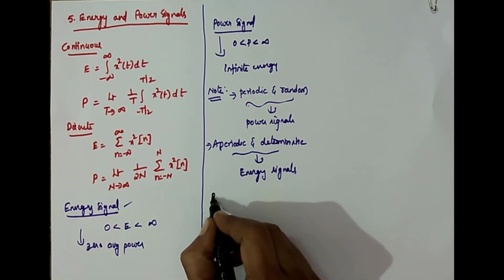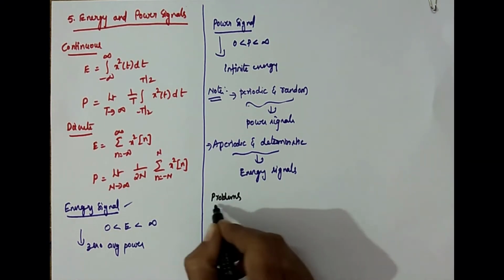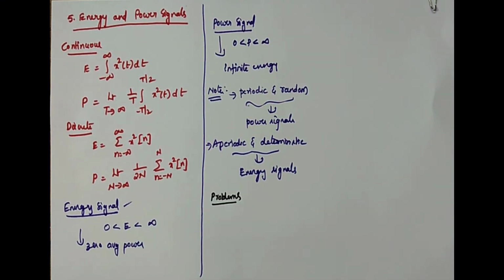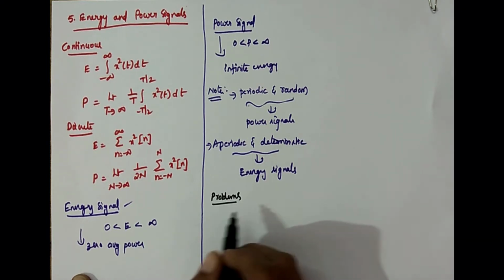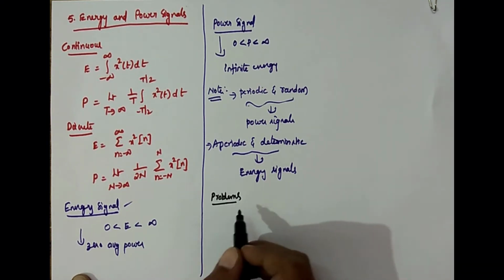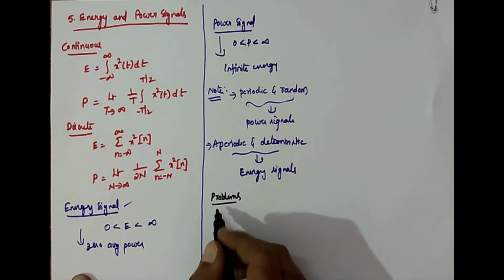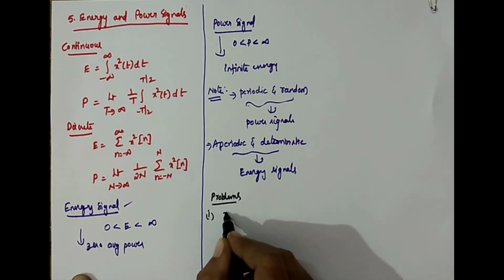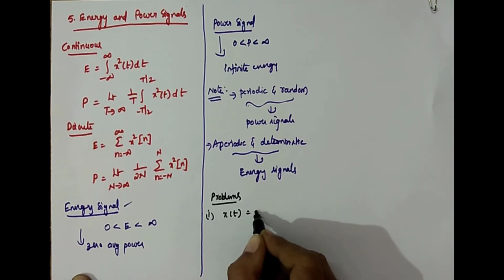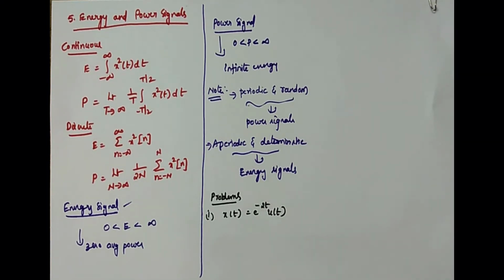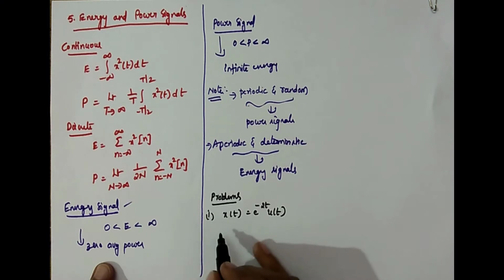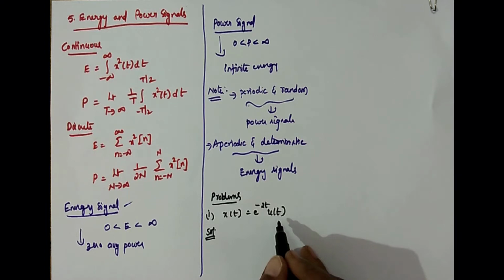Now we will do some problems on energy and power signals. Determine whether the given signals are power or energy signals. That is the problem statement. Under this, take the first problem as x of t equal to e power minus 2t u of t. Then you have to find whether this signal is an energy signal or a power signal.